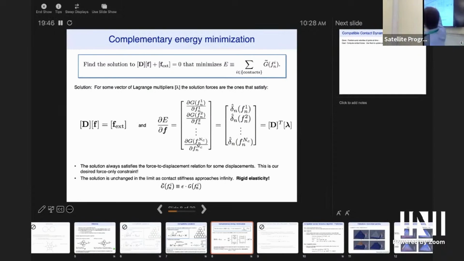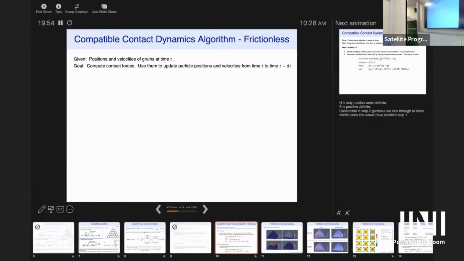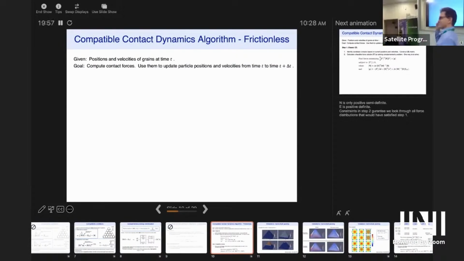Then among them, find the one that minimizes this. And that's the one that had to correspond to elasticity. So now, how do I modify the contact dynamics algorithm based on what we just learned? Contact dynamics is going to say the following. What do I know? At a given time step, the particles have certain positions and certain velocities. My goal is to compute the contact forces. And once I have contact forces, the sum of the forces will then be used to move the particles.